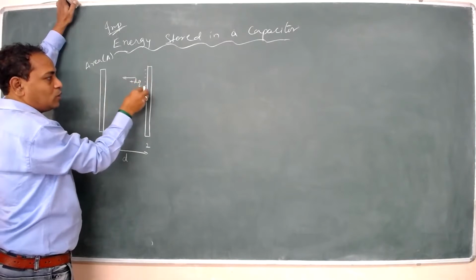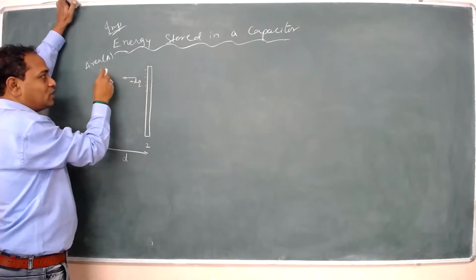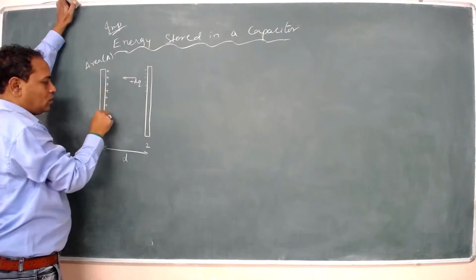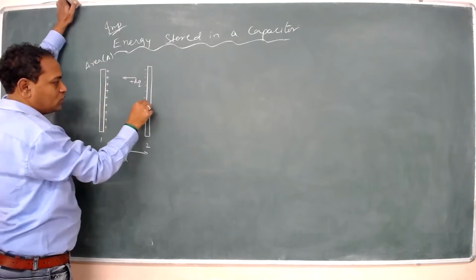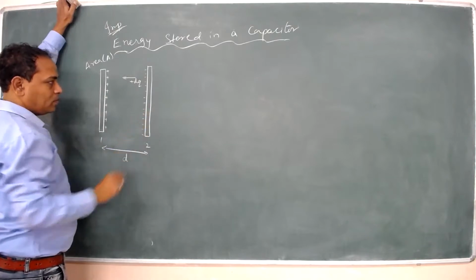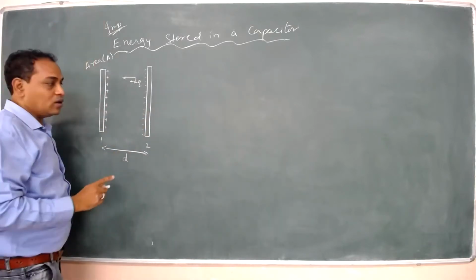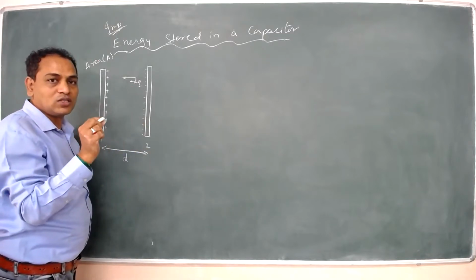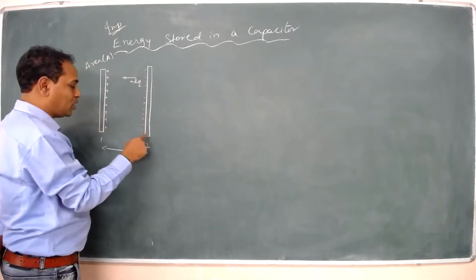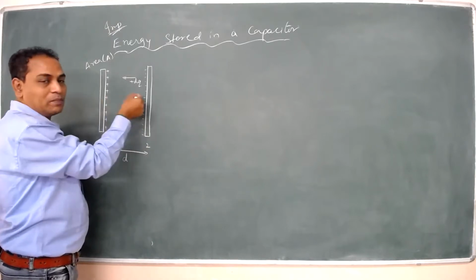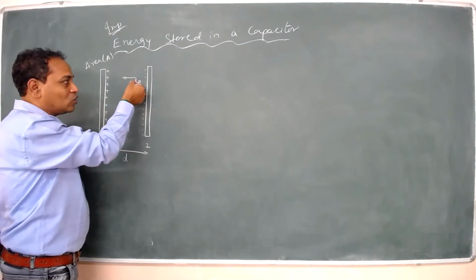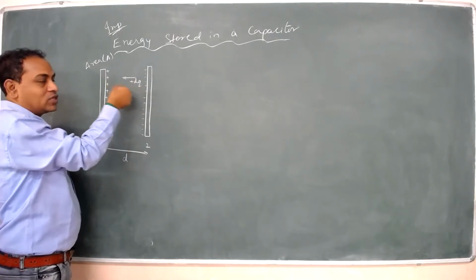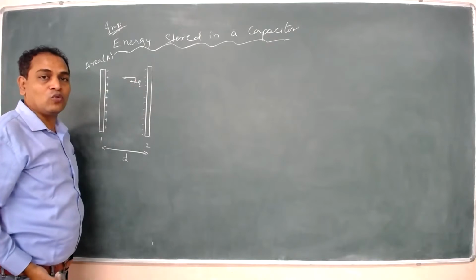That means if I take all the positives from here and place them here, then this plate will become positive in charge. Here, if you carefully see, dq is the small amount of charge carried from the second plate to the first plate bit by bit. Every time I take dq of small charge from here and place it here, like this. So in this case, I have to do work.